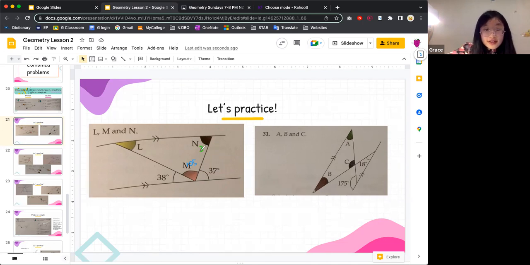I'll just write this 37 back on here. For angle L, you actually have two different ways of working it out. You could use the angles in a triangle, or you could use alternate angles, right? Often in geometry you'll have many different ways of solving the same problem, and they're just as good as each other most of the time. So yeah, cool.